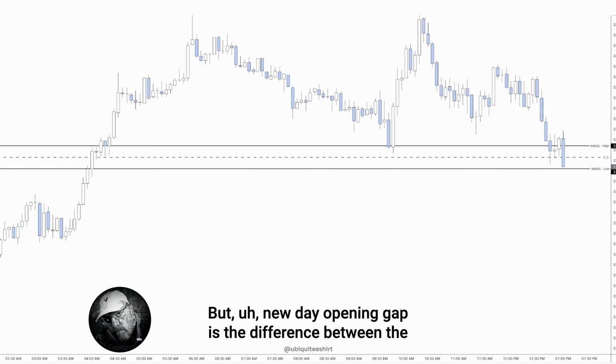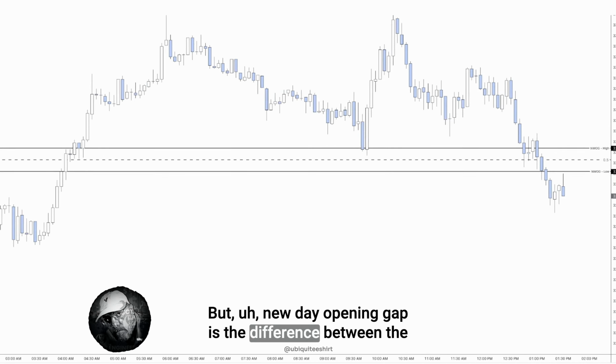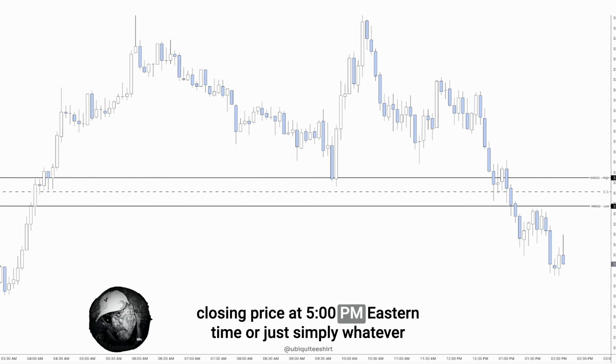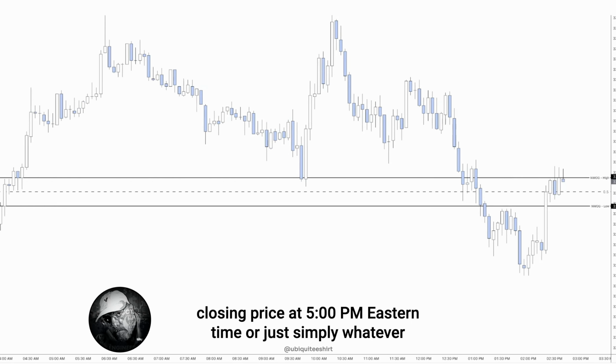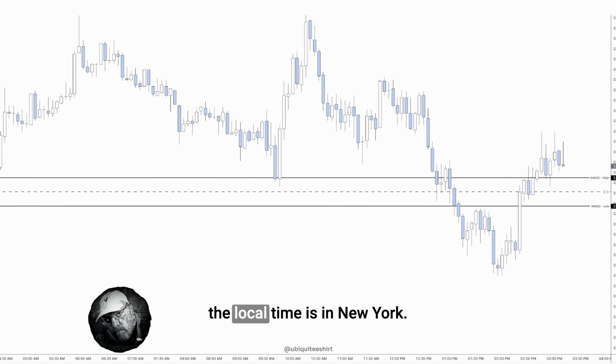But the new day opening gap is the difference between the closing price at 5 p.m. Eastern time, or just simply whatever the local time is in New York.